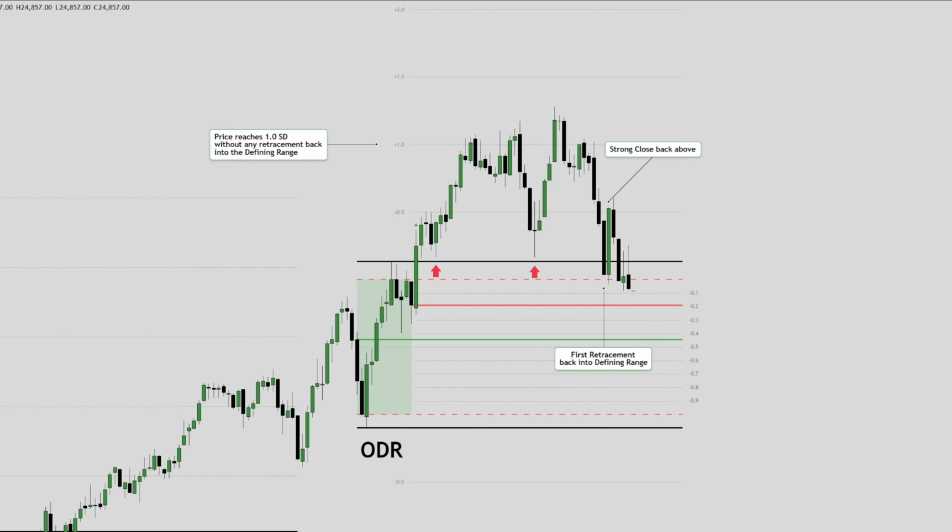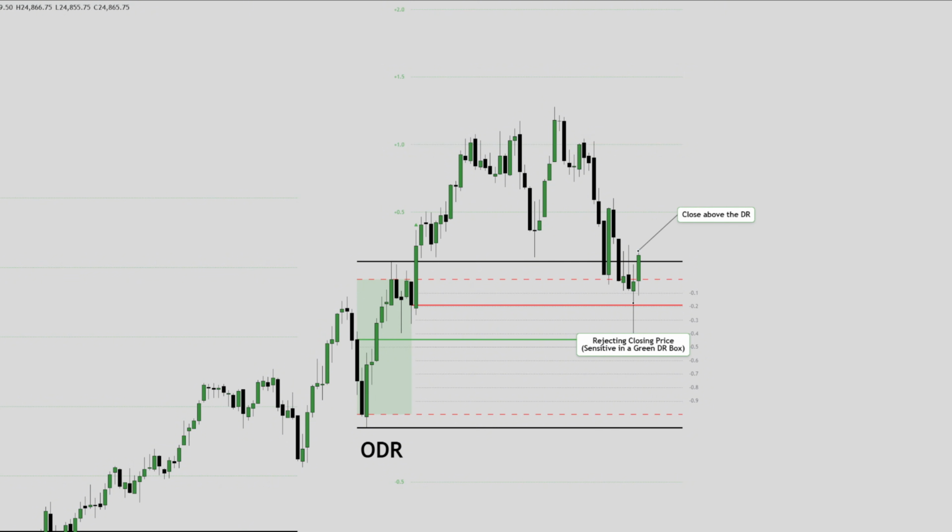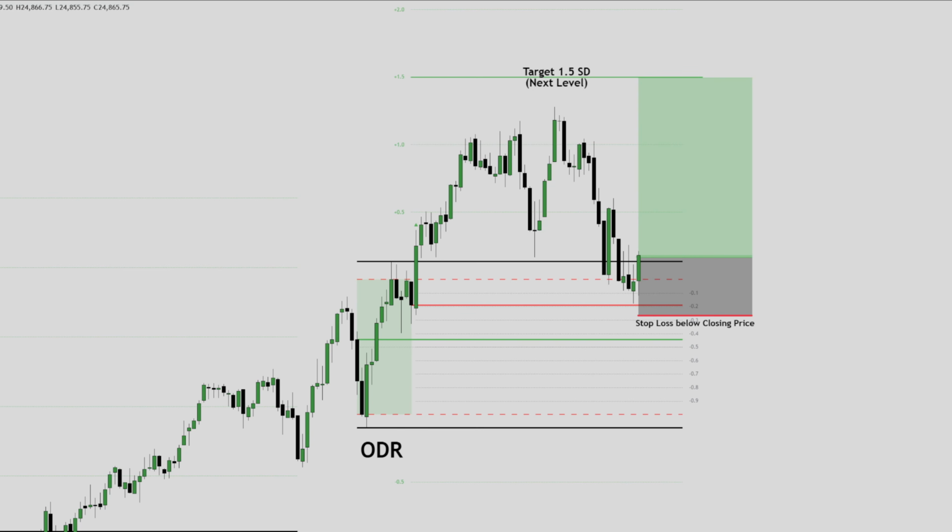30 minutes later, price pulls back again and rejects the closing price. And remember, in a green DR box, that level can be very sensitive, especially if it's backed by upside probabilities like in this case. It's a critical reference point. A few minutes after that, a close back above the range, strength confirmed again. That's your trade opportunity. Stop below the closing price, target the next SD level, 3R potential, and the target reached perfectly to the tick just a few minutes after the session ends.